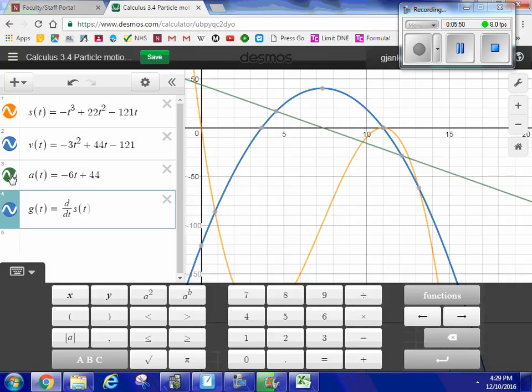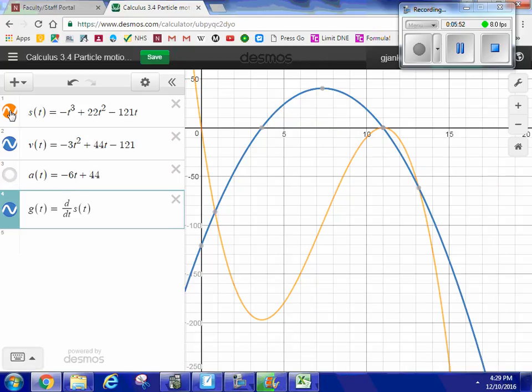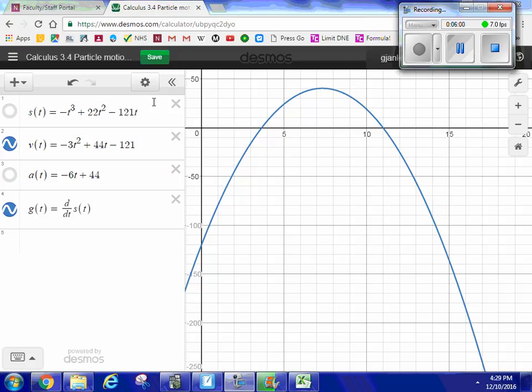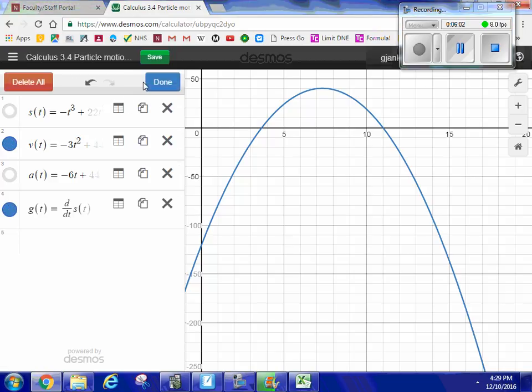And I'm going to erase the a, and I'm going to erase the s, and I see I only have one graph. Oh, they're both blue. I got to change the color. If I need to change the color, I go over here to this settings button, and I can click on the color, and let's change it to purple. Okay, and I go done.